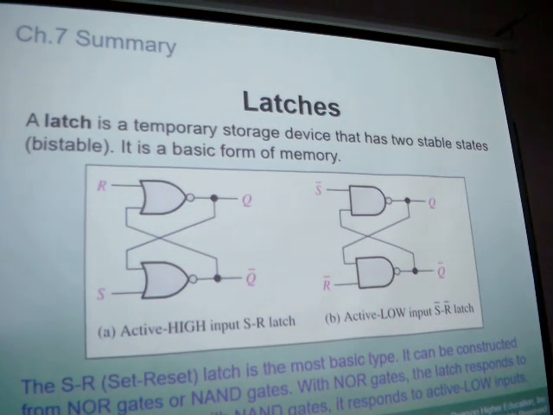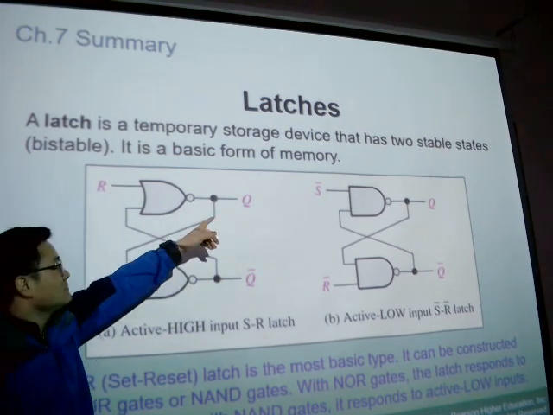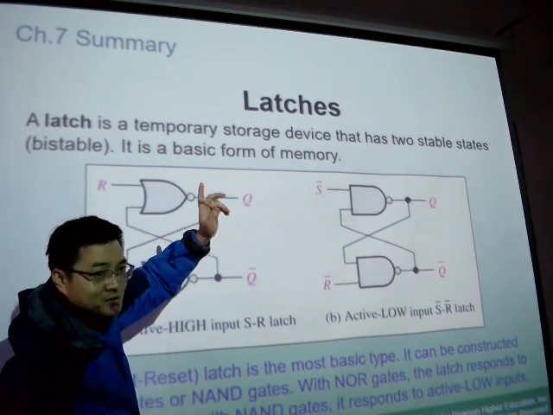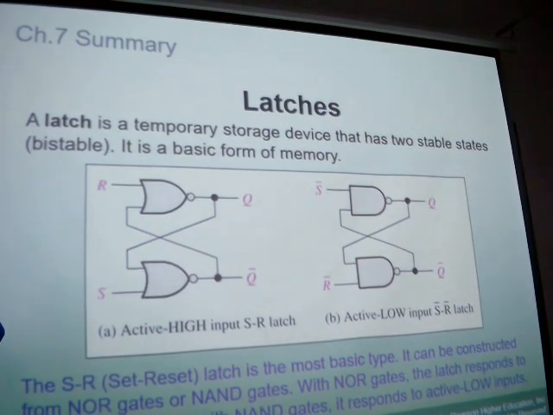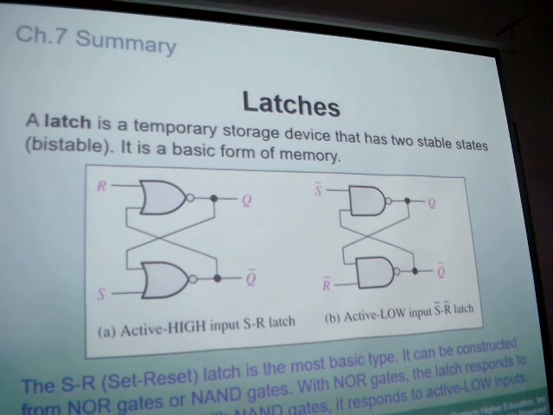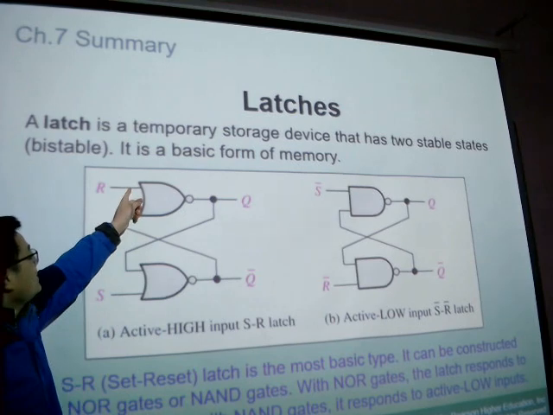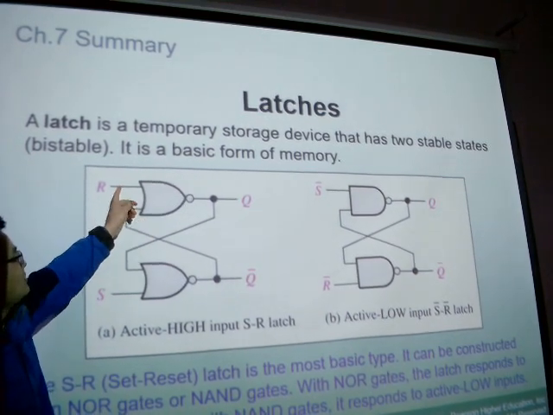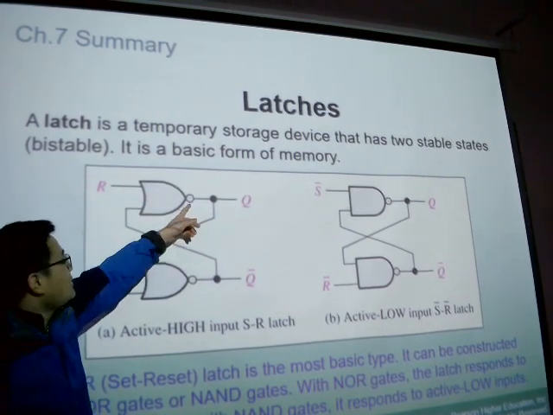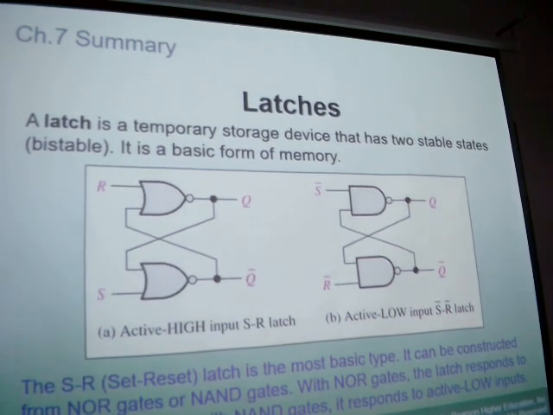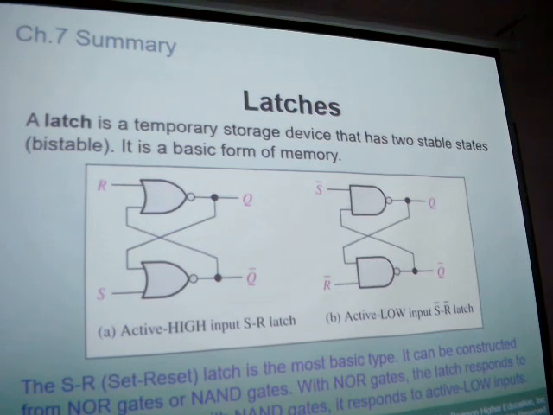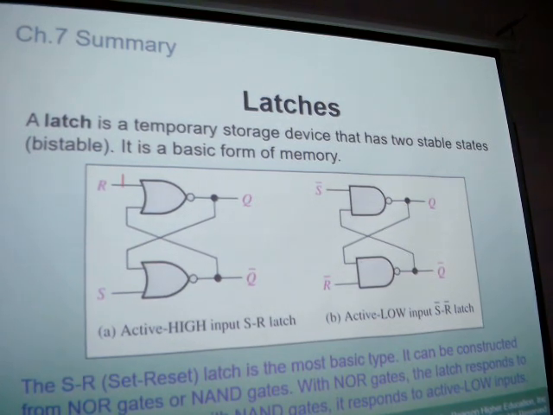S means set. So if R equals 1, the output of Q will be 0. Because 1 plus 0 equals 1, and 1 plus 1 equals 1, so the output will be 0. Right? So R means reset, and S means set.